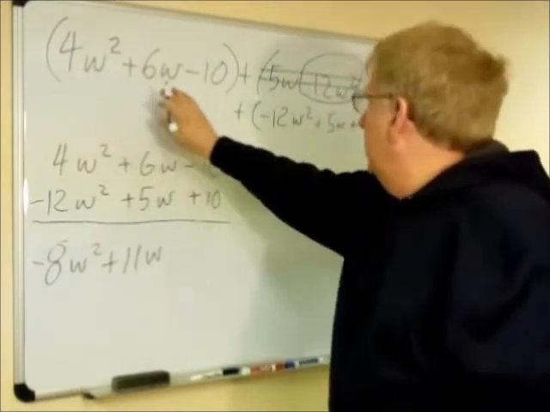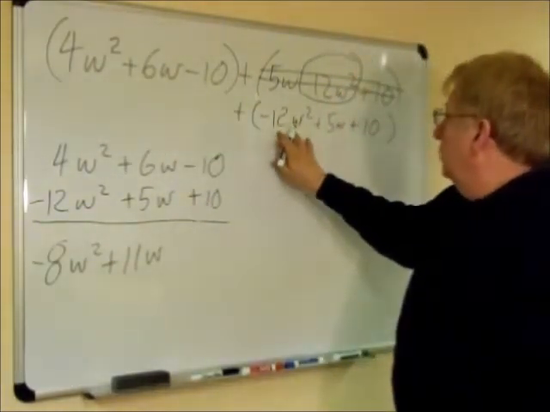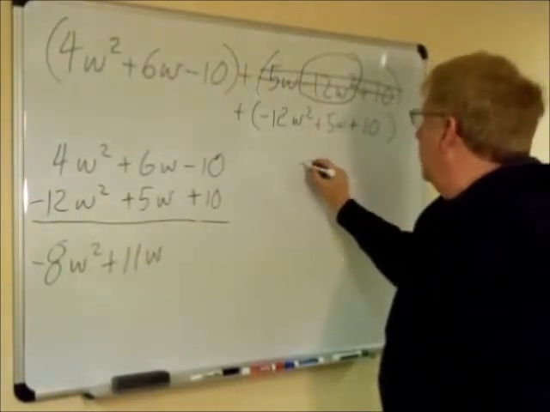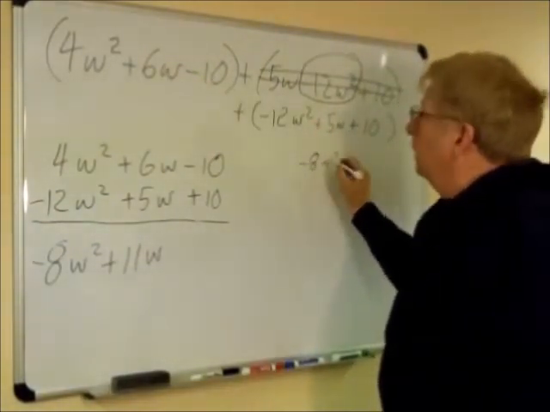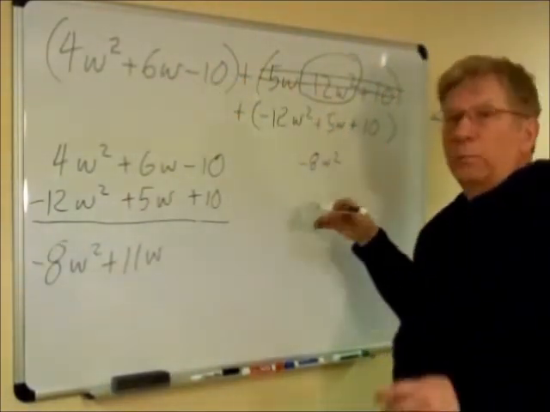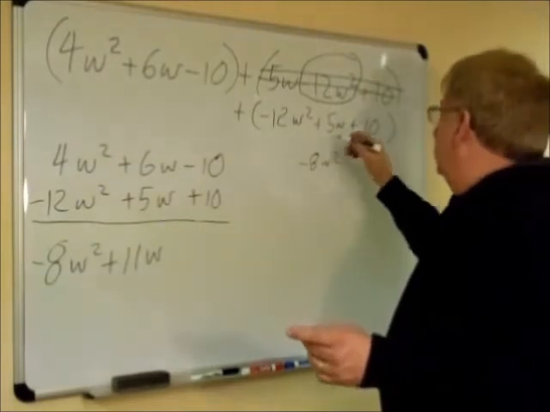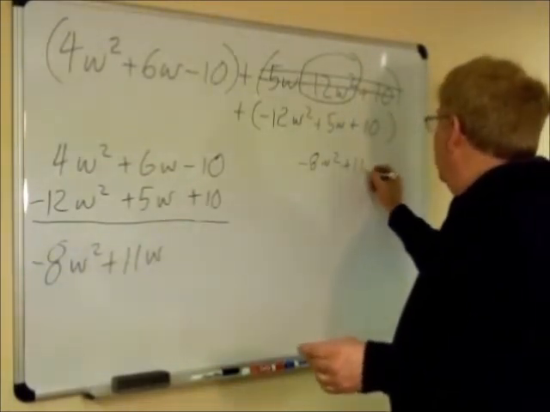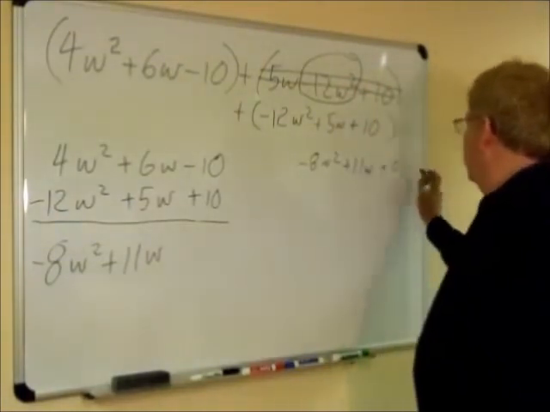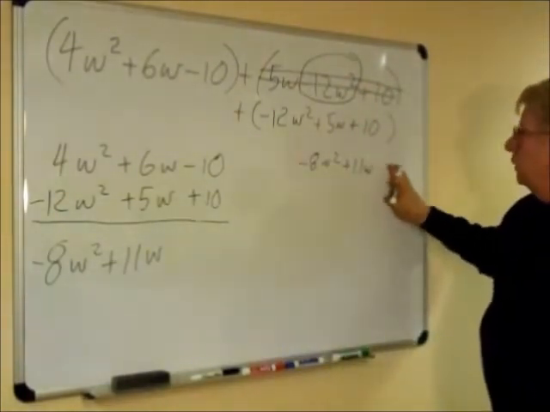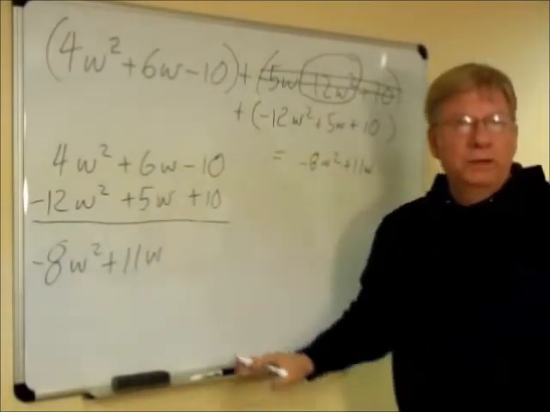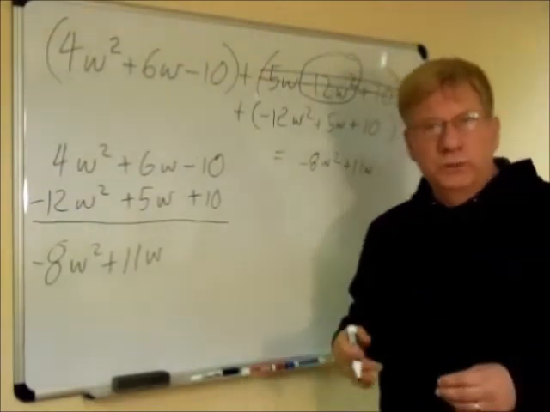Now we take the 4w squared and the minus 12w squared, and those two combined give us a minus 8w squared. Then we take the 6w and we go over horizontally, plus a 5w. We're combining like terms. So 6w plus 5w is 11w. Minus 10 plus 10 is 0. So again, the 0 doesn't matter. So then horizontally, we come up with the same thing as we did vertically. Just two different ways to visualize it.